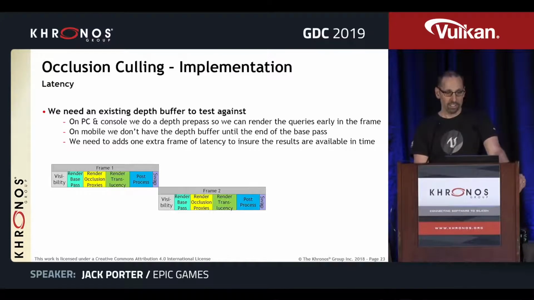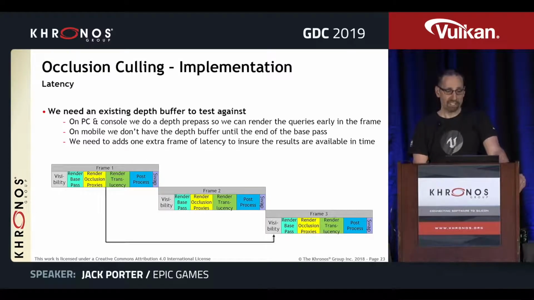So we're rendering them directly after the base pass, where we have an extra frame of latency before the visibility information 2 frames later can actually make use of the occlusion results.